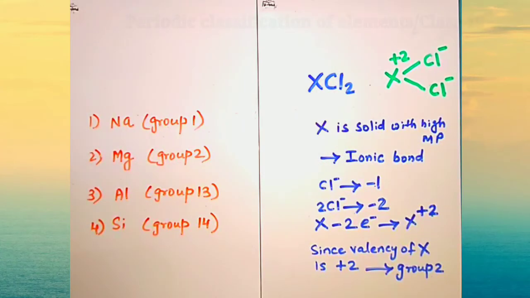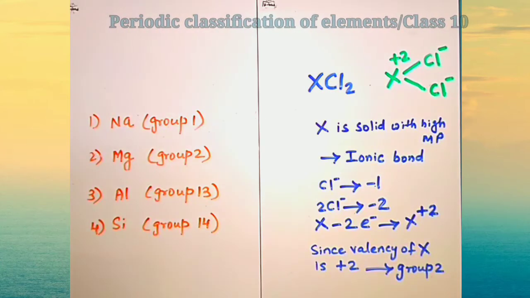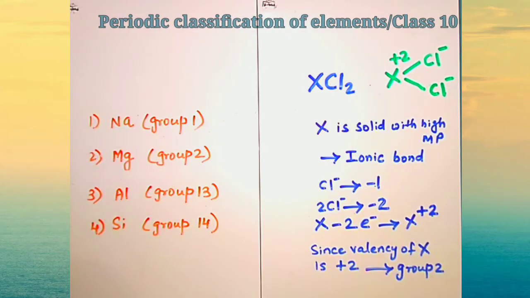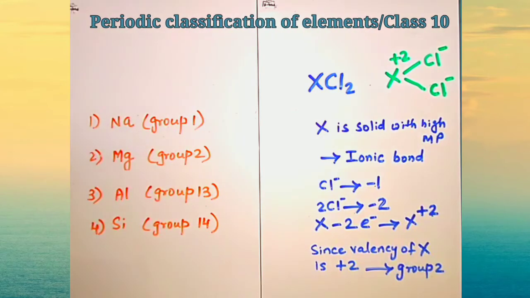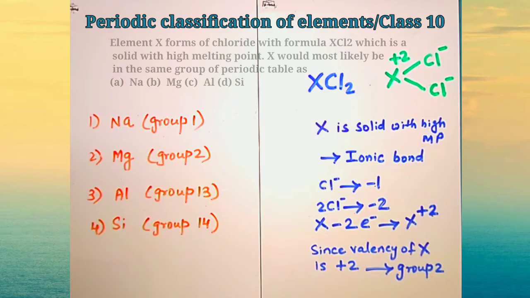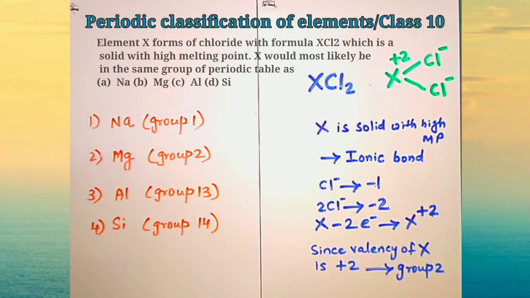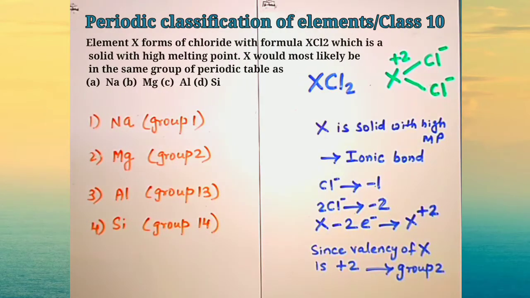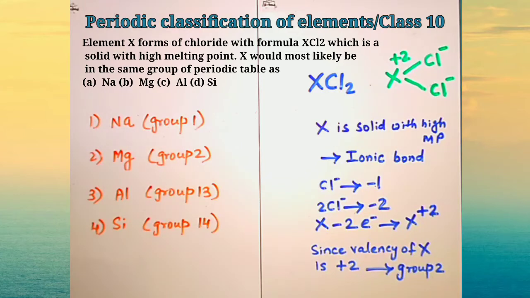We are doing some science questions from the NCERT Class 10 science book, and the chapter is Periodic Classification of Elements. We have a question: element X forms a chloride with formula XCl2, which is a solid with a high melting point. X would most likely be in the same group of the periodic table as: A. Sodium, B. Magnesium, C. Aluminium, D. Silicon.